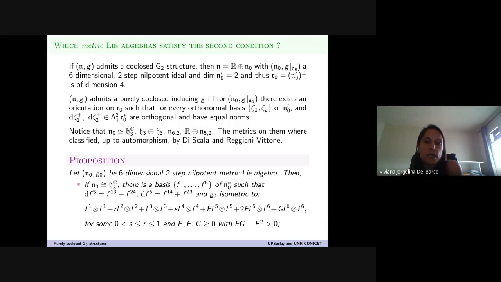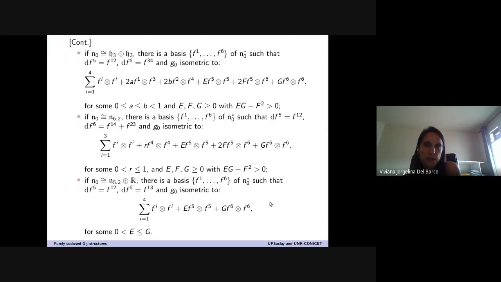So we take a 6-dimensional Lie algebra, and we know that if, for instance, n0 is the complex Heisenberg, then there is a basis such that the differentials are of this form, and the metric is isometric to one of the formulas here with F1, and here we have parameters R, S, etc. And well, for the other cases too.